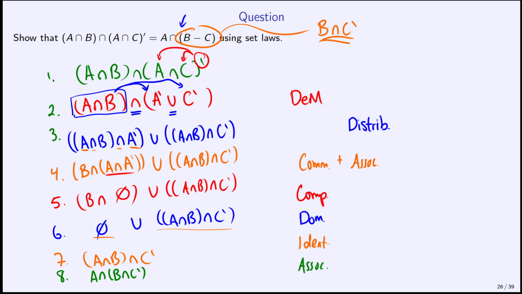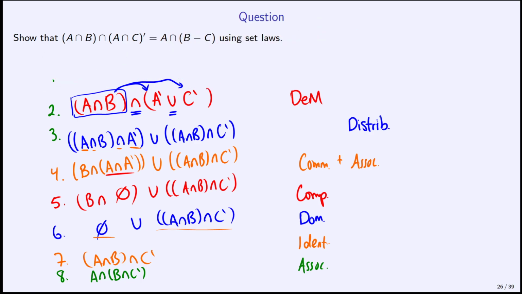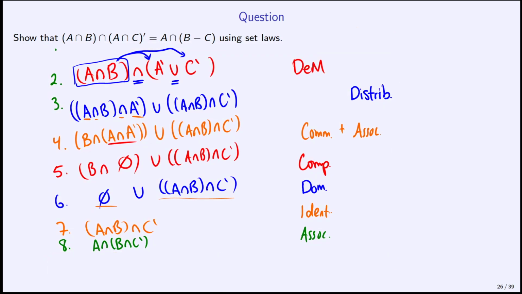And now I don't quite have enough room here. So what I'm going to do is I'm going to get rid of this first line here, and I'm going to move everything else up. Okay, so what I'm going to do in step 9 now is I'm going to use the complement law on B intersection C complement to change that to the set difference sign. So now I get A intersection B minus C. And at this point, I have now completed my proof because I've gotten to what I want to get to.